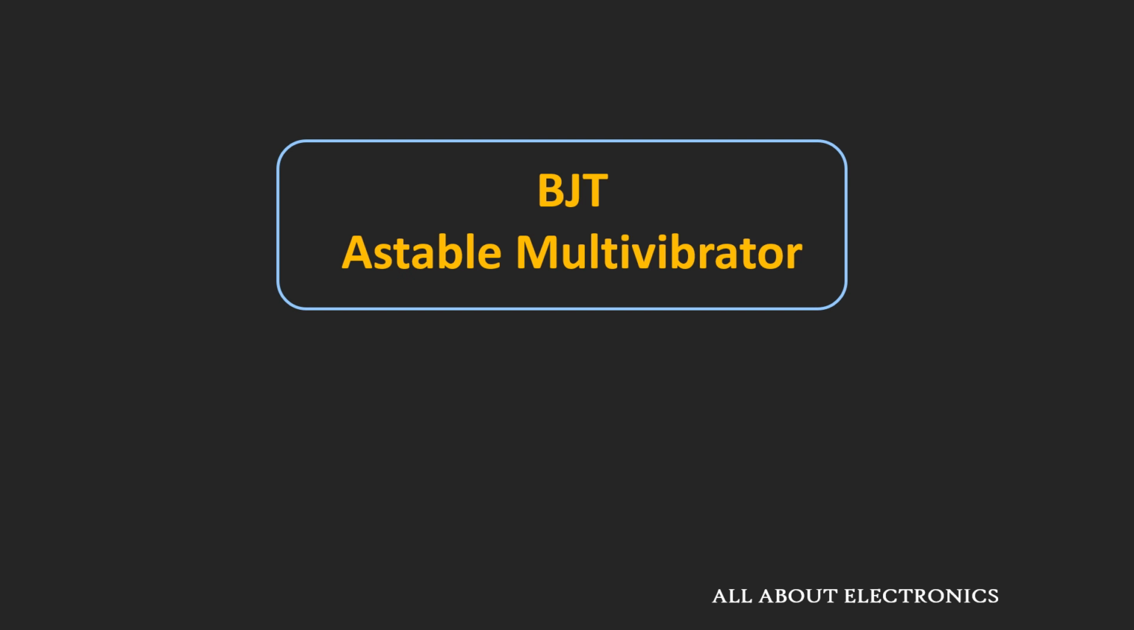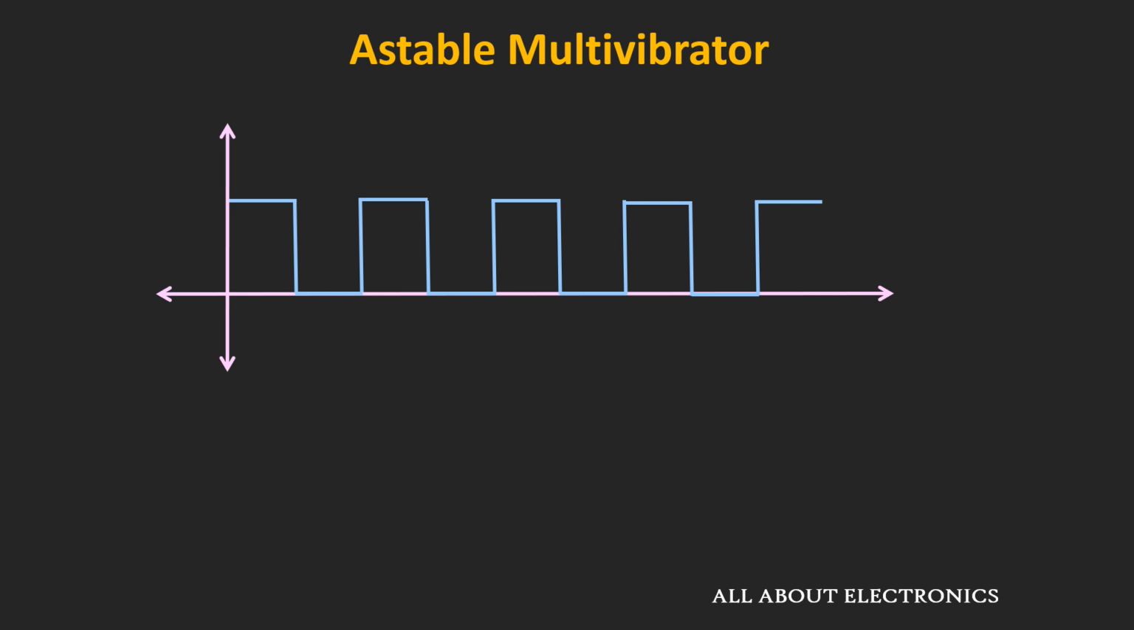So in this video, we will learn how the astable multivibrator can be designed using the BJT. But before that, first of all let us quickly see what is astable multivibrator. So in an astable multivibrator, there is no stable state. That means the output of the circuit continuously changes between the two states.